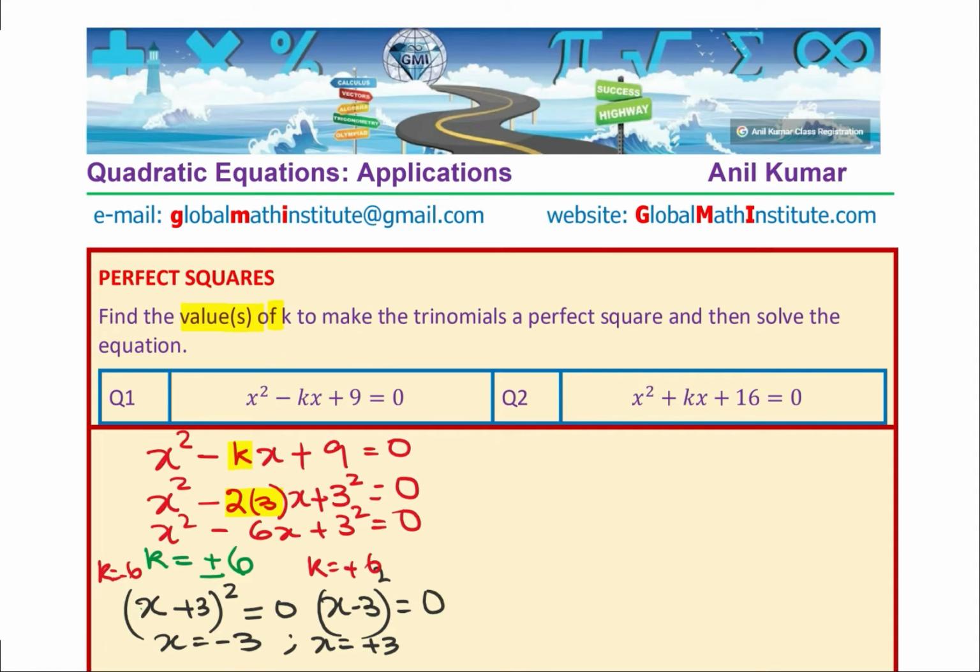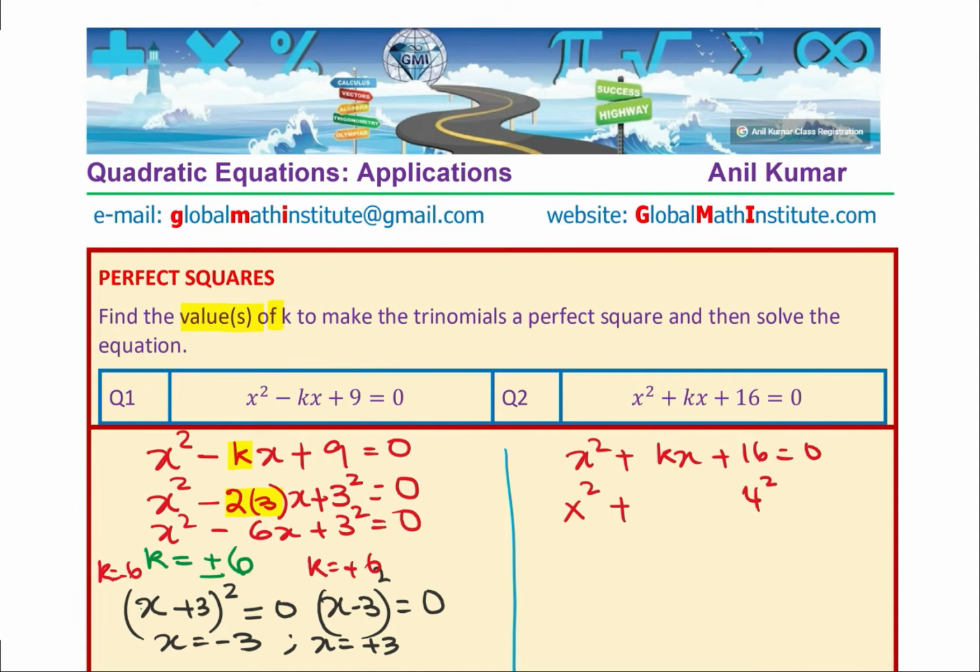So therefore, be careful, write both and then solve the equation and give both the possibilities depending on the value of k. Perfect. Now with that, let's move on and take the next question. Next question is exactly similar. We have x squared plus kx, right, plus 16 equals to 0. And clearly, 16 can be written as 4 square, right? And we already have x square here.